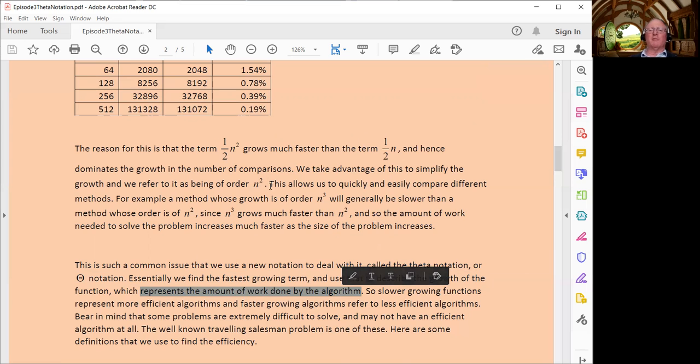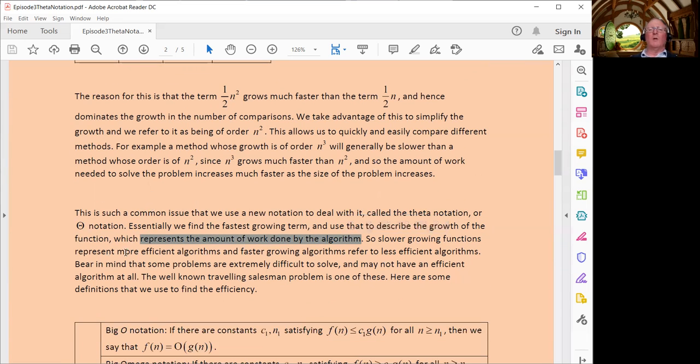So slower growing functions will actually represent more efficient algorithms, and faster growing functions, I beg your pardon, will refer to less efficient algorithms. That should be the word functions right there. Okay, so it's sort of backwards a little bit.